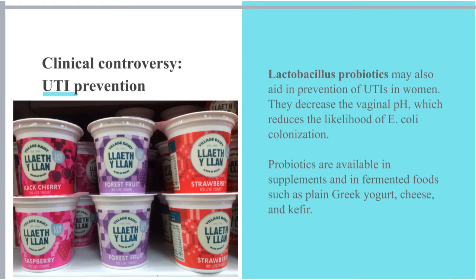Another method that patients may ask you about in preventing UTIs is probiotic supplements. Lactobacillus probiotics do seem to help prevent UTIs. What they do is they decrease vaginal pH, and that reduces the likelihood that E. coli and some of the other usual organisms can colonize. Probiotics can be found in supplements and in fermented foods such as plain Greek yogurt, cheese, and kefir. So this does happen to be a good recommendation for patients, especially for preventing recurrence and just general prevention.